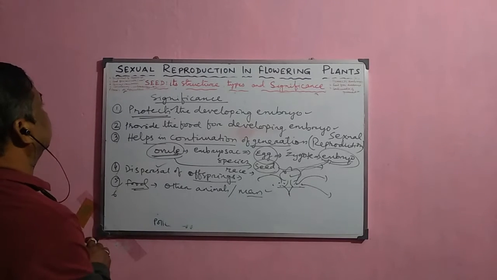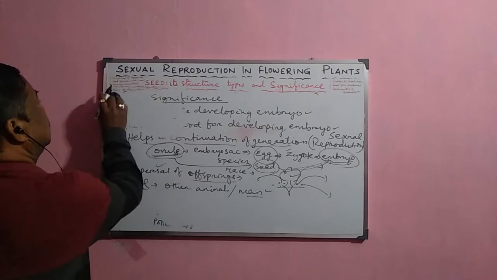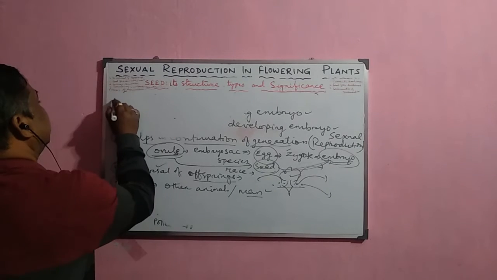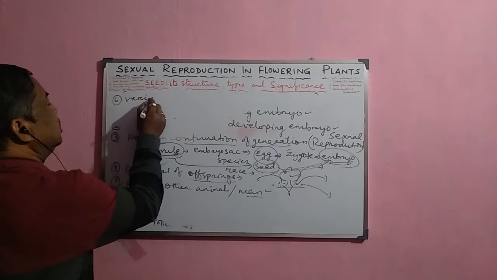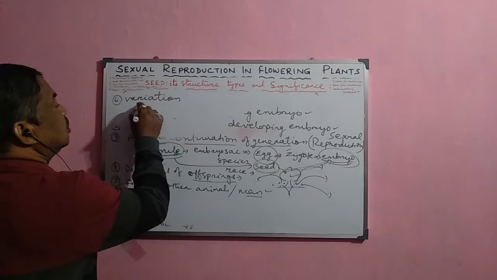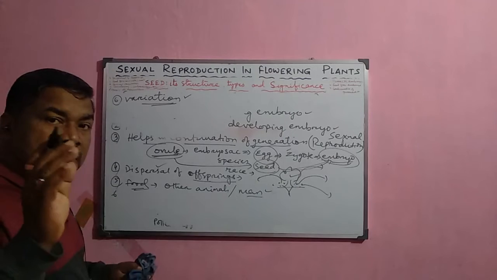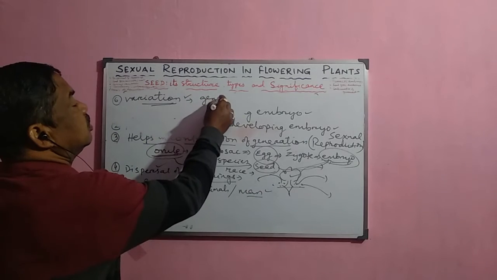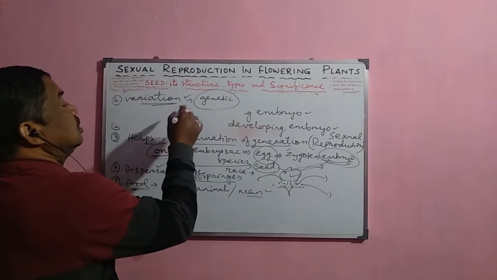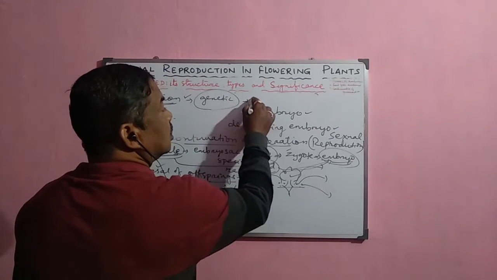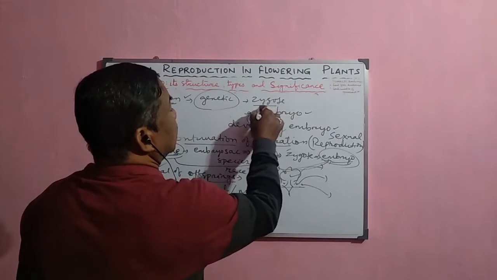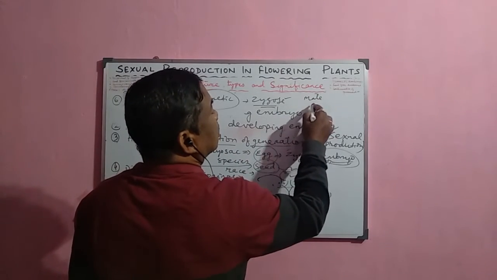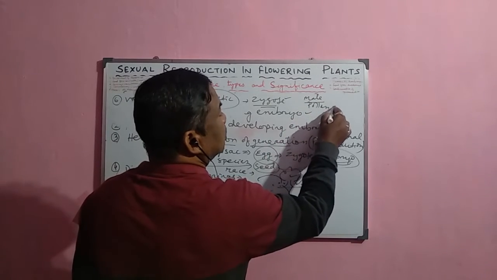Now the next important thing is the variation. Normally another important process is called the variation in the offspring. And this variation in the offspring is only possible due to the formation of the seed. So this seed also helps in the variation. That means it is called genetic variation, because this variation occurs during the recombination, normally during the formation of the zygote, and this recombination process occurs only when the male and the female gametes are formed. So either it is the pollen or it is the egg cell.